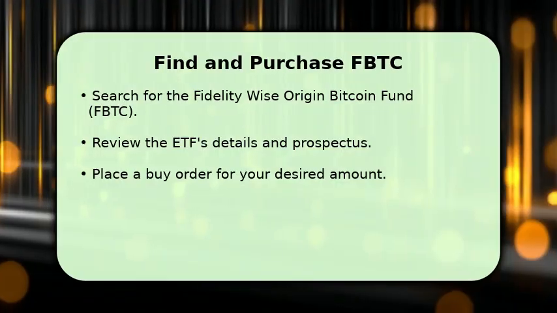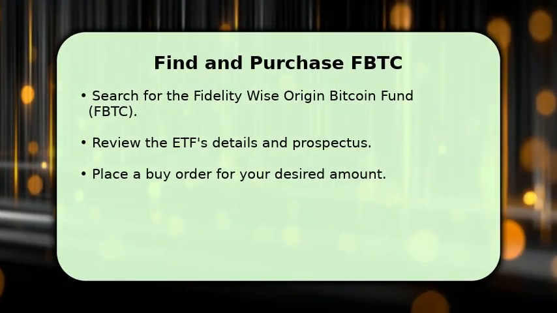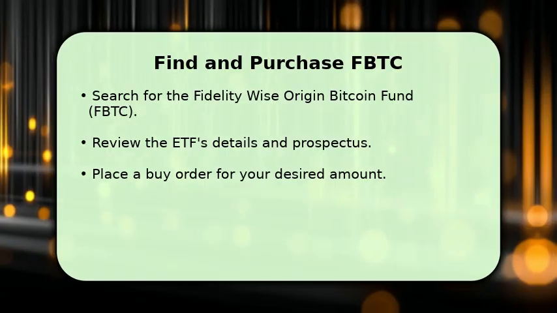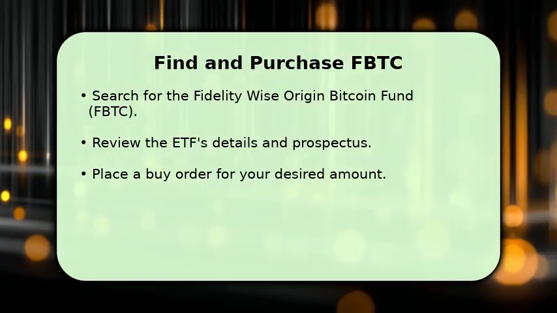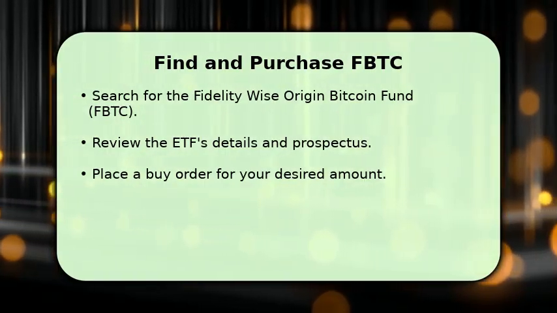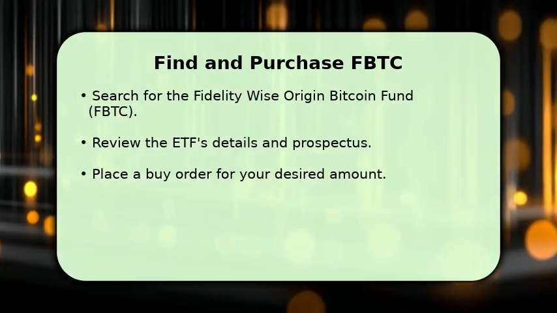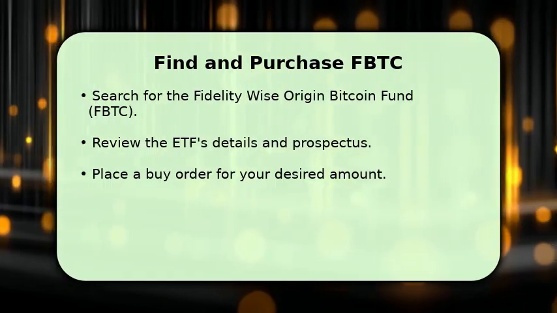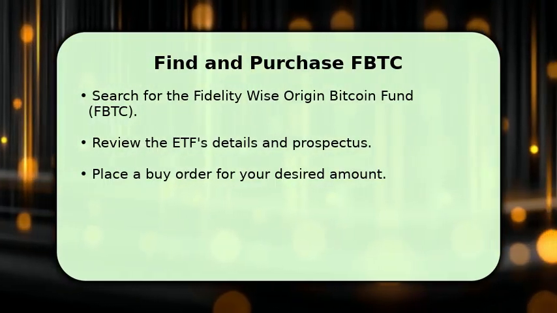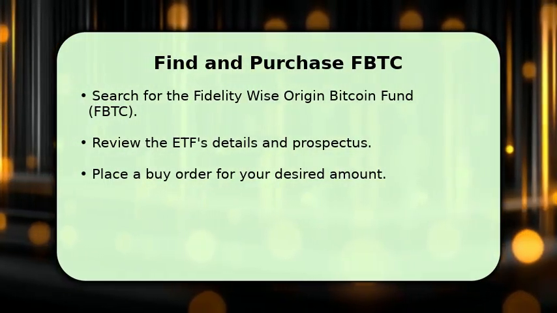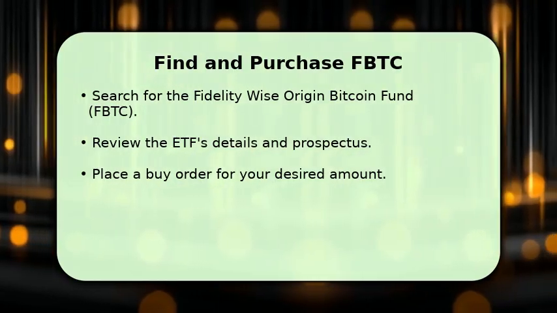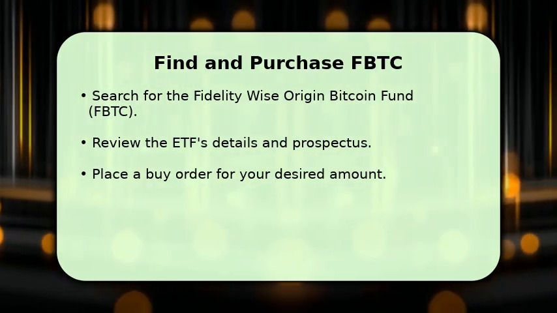With your account funded, navigate to the search bar on Fidelity's platform and type in the ticker symbol, FBTC, for the Fidelity Wise Origin Bitcoin Fund. Before purchasing, take a moment to review the fund's details and prospectus to understand its objectives and risks. Then, simply place a buy order, specifying the number of shares or the dollar amount you wish to invest, just like any other stock or ETF.